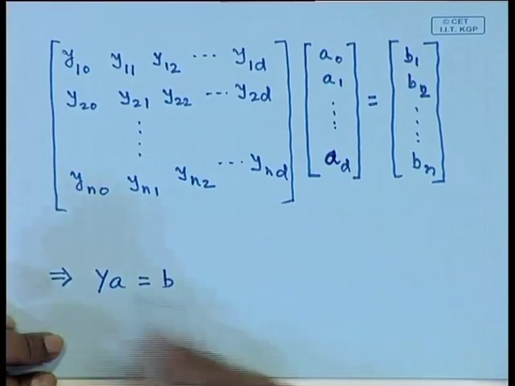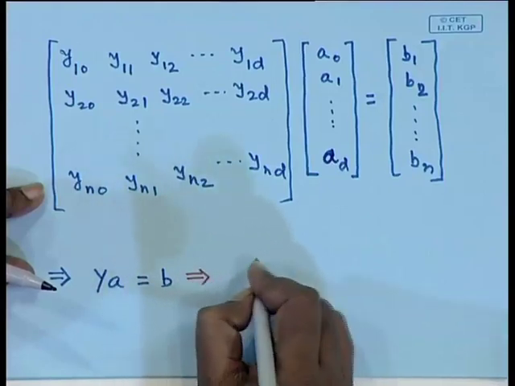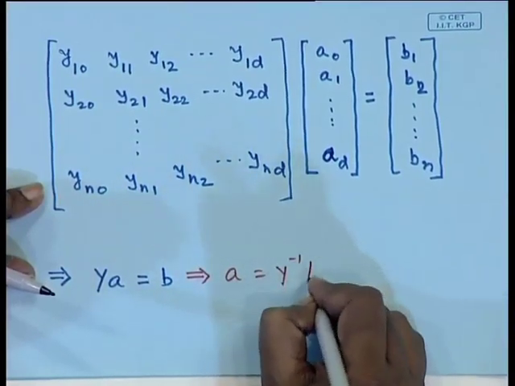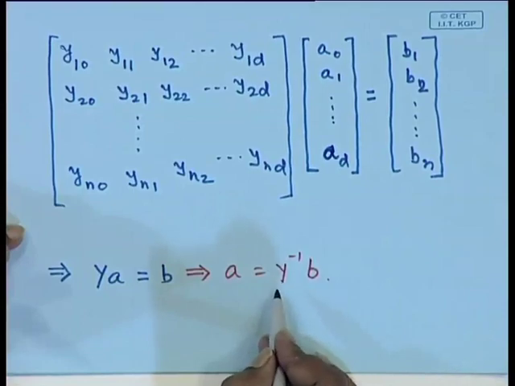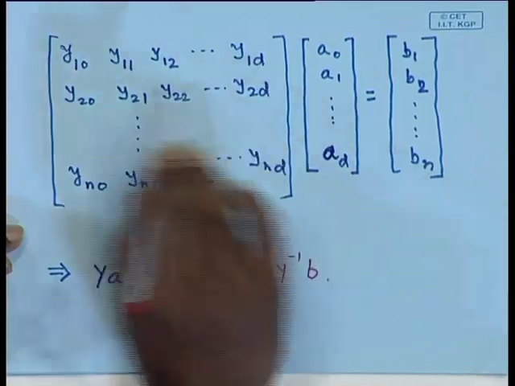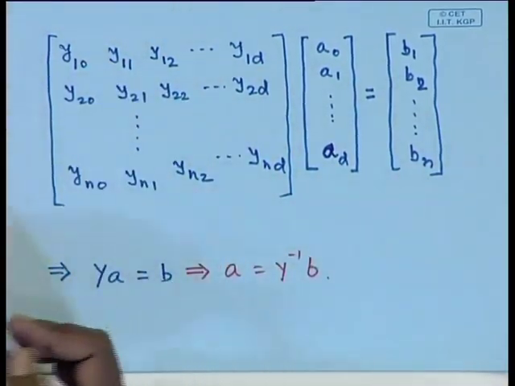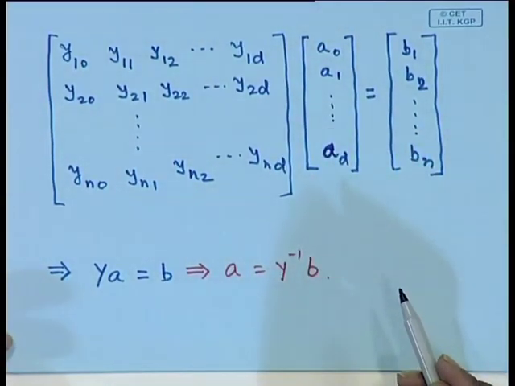Okay. So, you can say, what is great in it? If y a is equal to b, I can as well get a is equal to y inverse b. But the problem is, this y is not a square matrix, it is a rectangular matrix. The number of rows is equal to the number of samples, that is n, and the number of columns is d plus 1 or d hat. So, the number of rows is much greater than the number of columns. So, in this case, the system is overdetermined, and following this simple approach, I cannot get an exact solution for this vector A. So, that is the major problem.